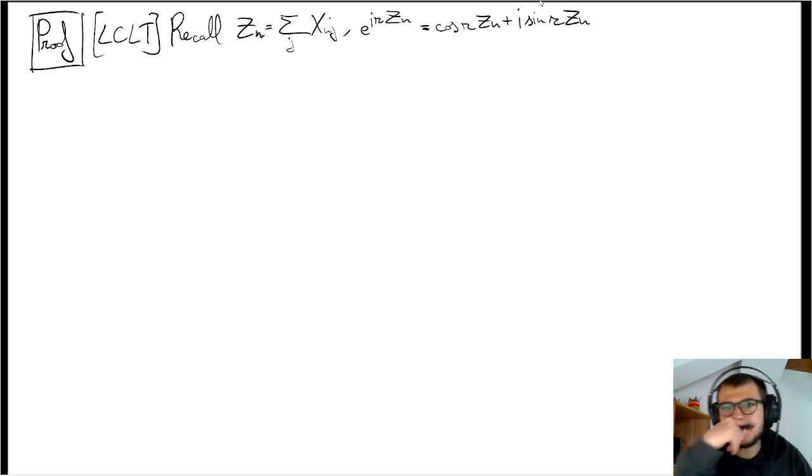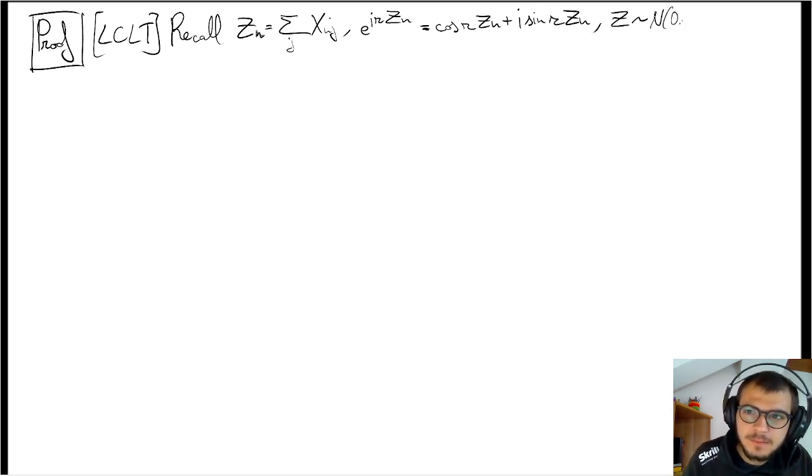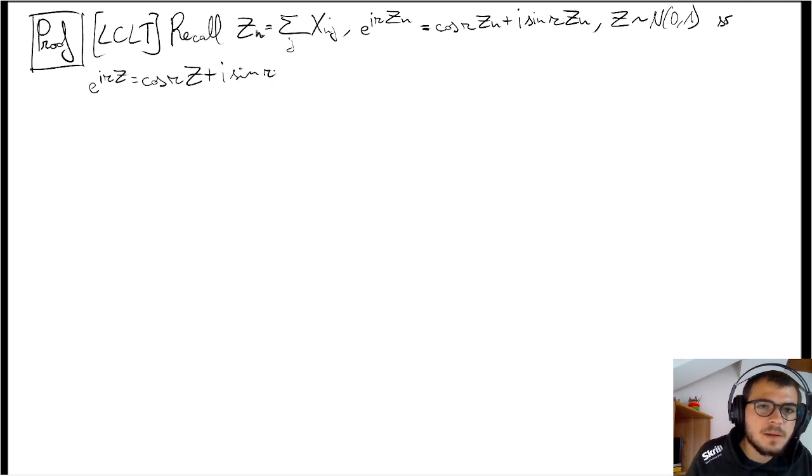This is one property which I don't know how to prove, but I don't know how to prove anything, basically. But in any case, Z is normal 0, 1. So, since we have that it is a normal 0, 1, its Fourier transform can be written as cosine of rZ plus i sine rZ.